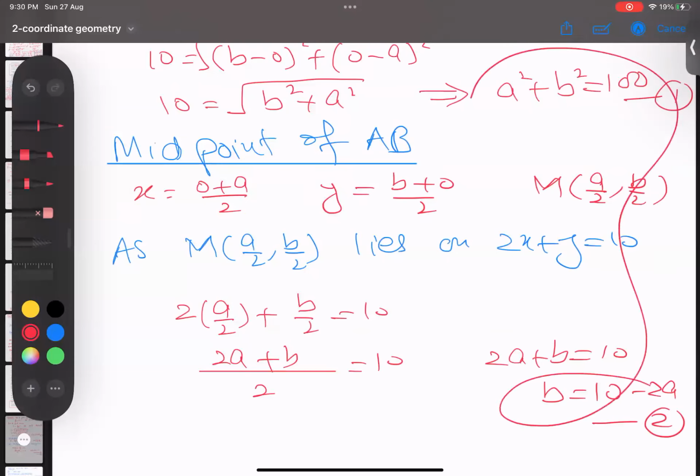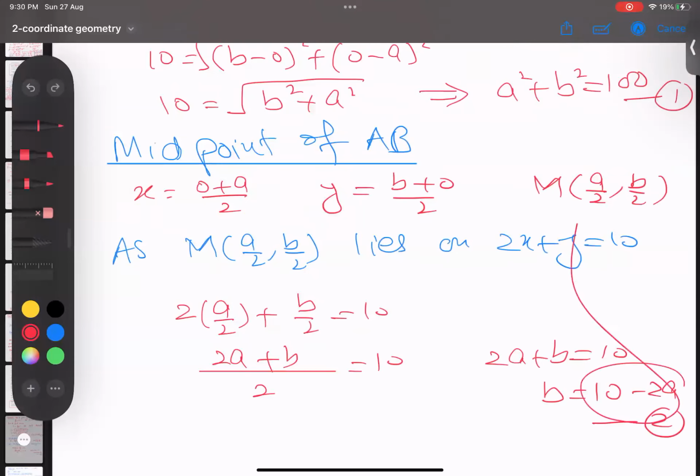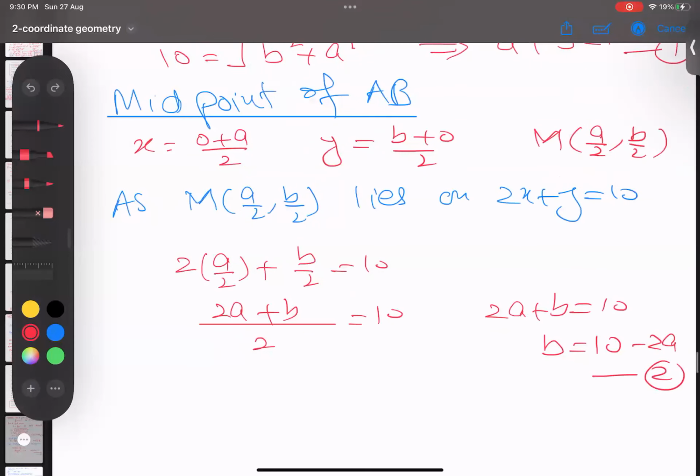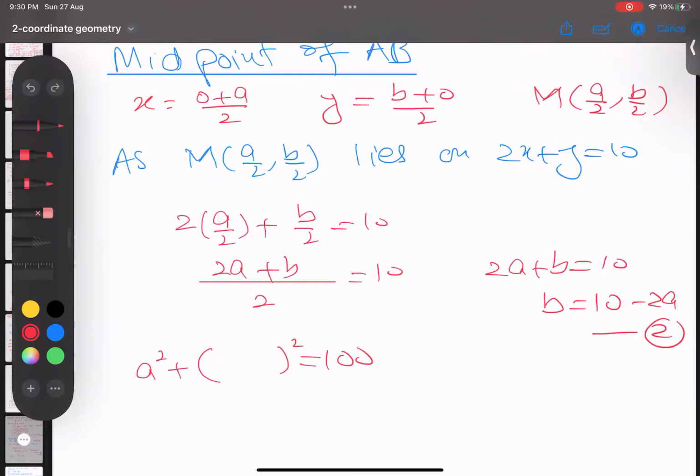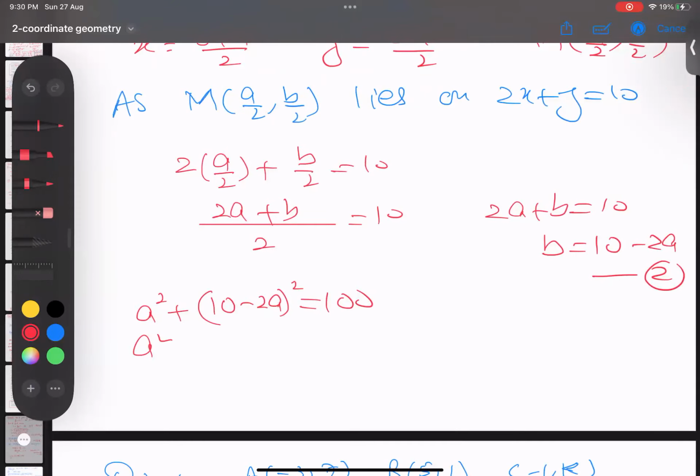Now solve this equation and that equation simultaneously. This value goes here, so a square plus b square is equal to 100, and this value comes here. So b is 10 minus 2a. Be careful: it's 20 minus 2a, right? Okay, thank you very much. 2 tens are 20. Thank you for saying it at the right time. So this is 20 minus 2a.